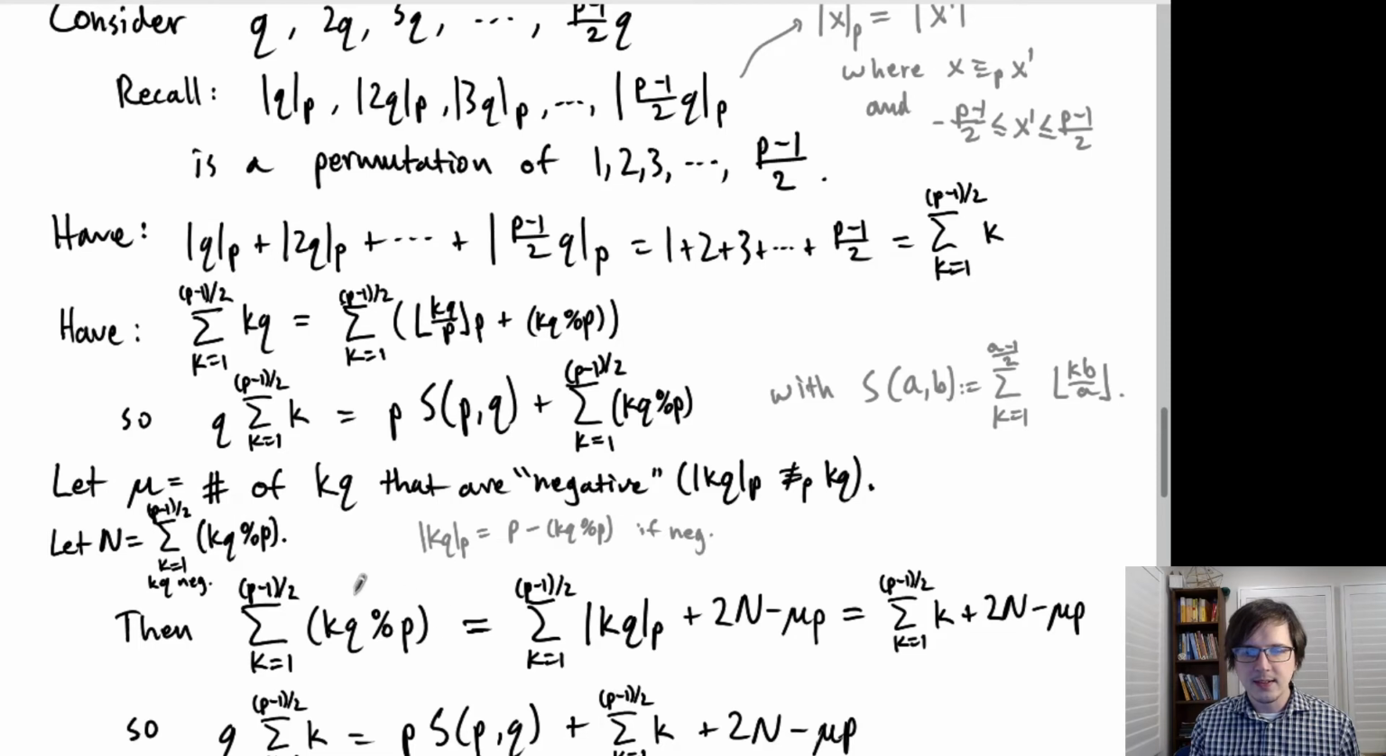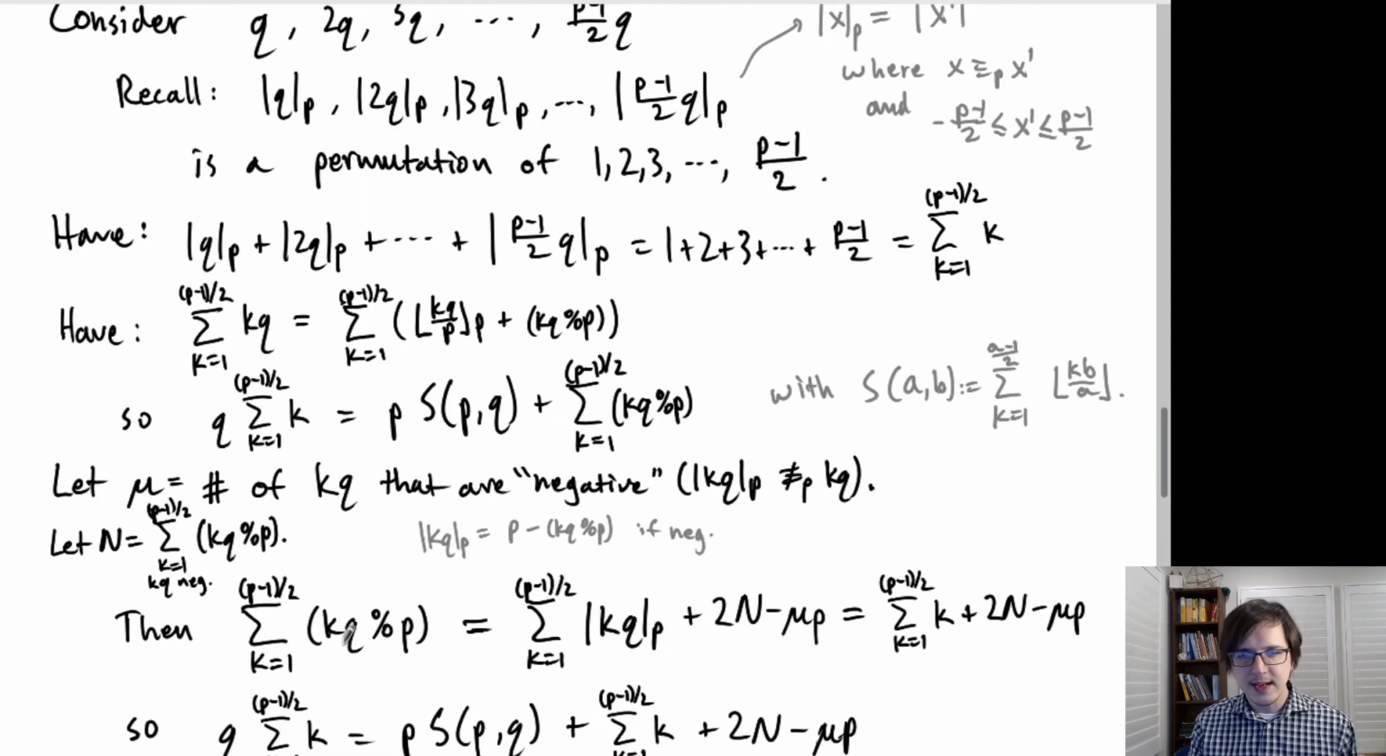So what we do now is we realize that if we have a negative one, then we can compute the absolute value by taking p and then subtracting kq mod p. Well, you know, that's how it works. You can check it.